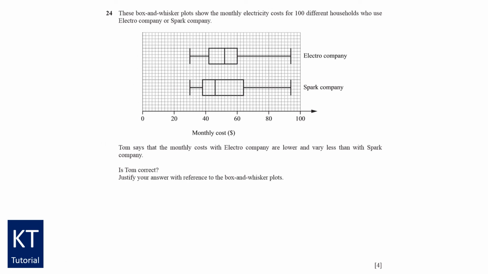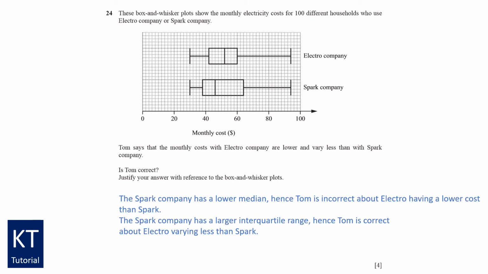Question 24. These box and whisker plots show the monthly electricity cost for 100 different households who use Electro Company or Spark Company. Tom says that the monthly costs with Electro Company are lower and vary less than Spark Company. Is Tom correct? Justify your answer with reference to the box and whisker plots. The Spark Company has a lower median. Hence, Tom is incorrect about Electro having a lower cost than Spark. However, the Spark Company has a larger interquartile range. Hence, Tom is correct about Electro varying less than Spark.